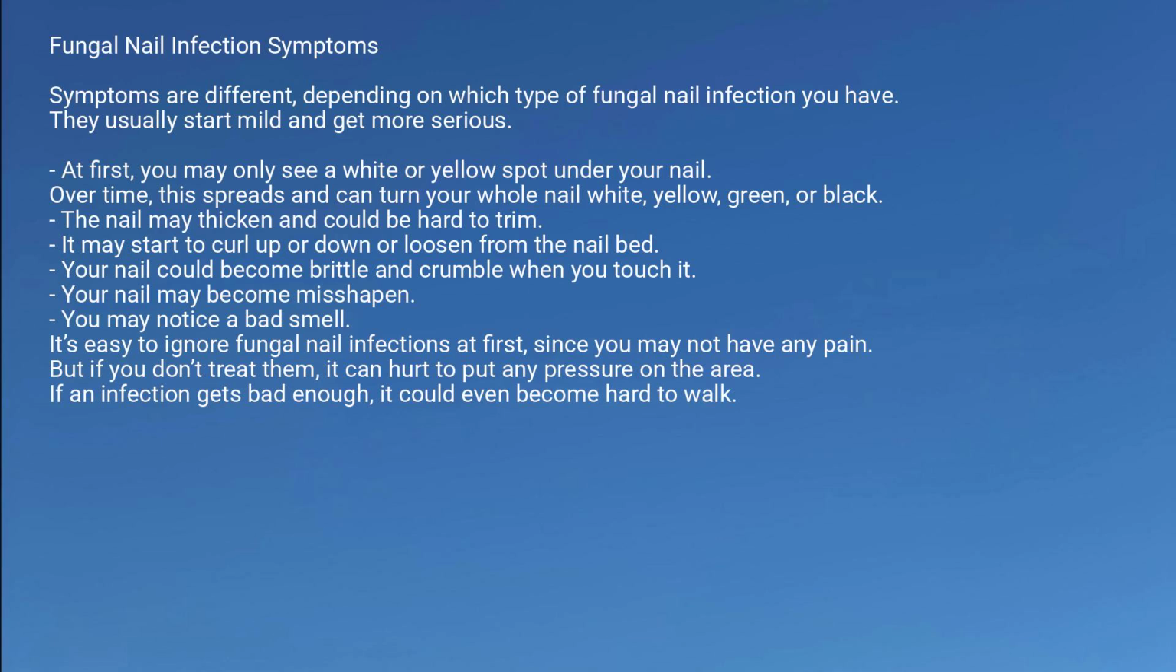Fungal nail infection symptoms. Symptoms are different, depending on which type of fungal nail infection you have. They usually start mild and get more serious. At first, you may only see a white or yellow spot under your nail. Over time, this spreads and can turn your whole nail white, yellow, green, or black. The nail may thicken and could be hard to trim. It may start to curl up or down or loosen from the nail bed. Your nail could become brittle and crumble when you touch it. Your nail may become misshapen. You may notice a bad smell.